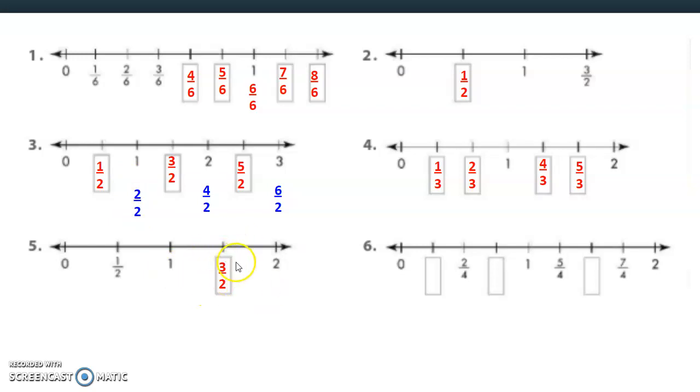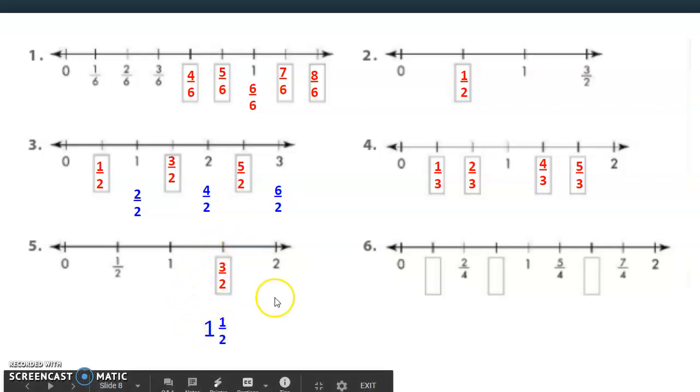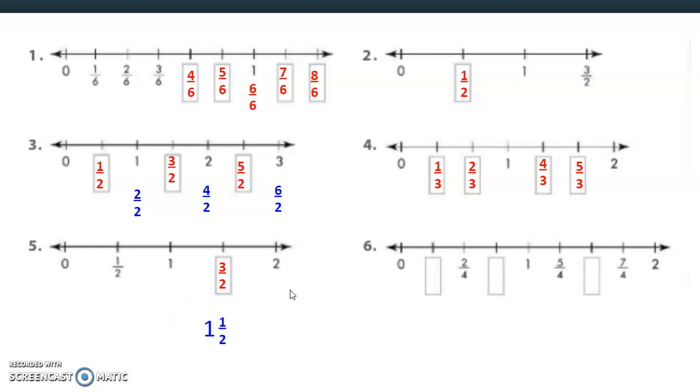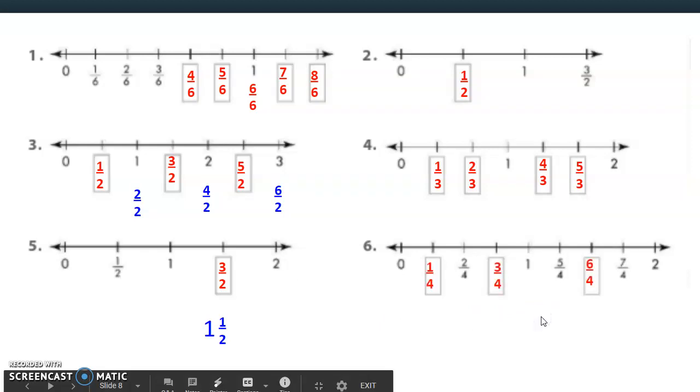But I also want to talk about 3/2 is the same as 1.5. They both mean the same thing. It's just written differently. We're going to do this in our topic 8, but this is called an improper fraction, and this is called a mixed number. There's no wrong way to write it, but I just want to let you know that both of those are good.